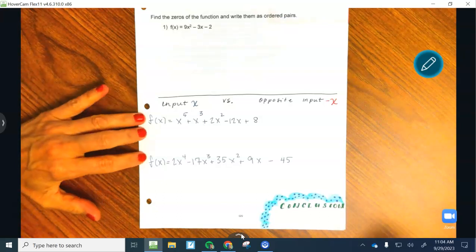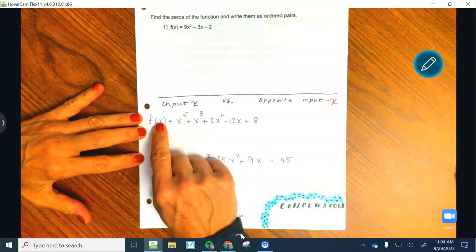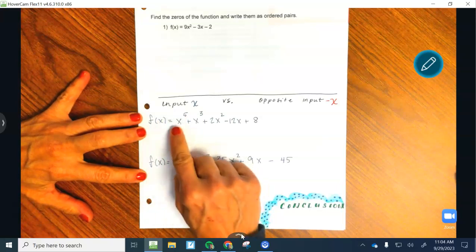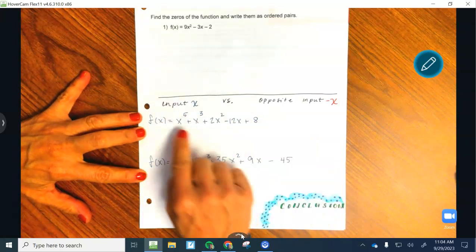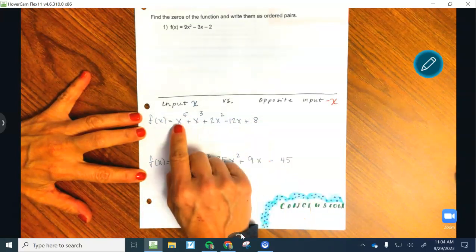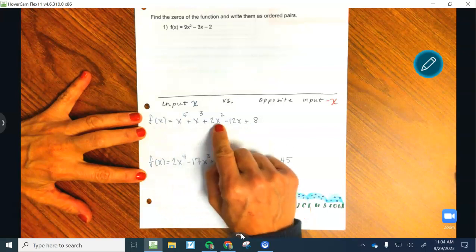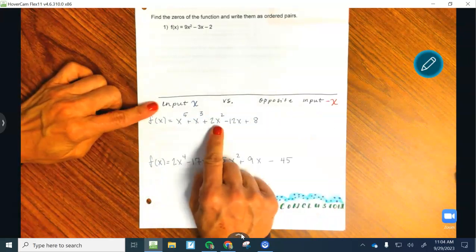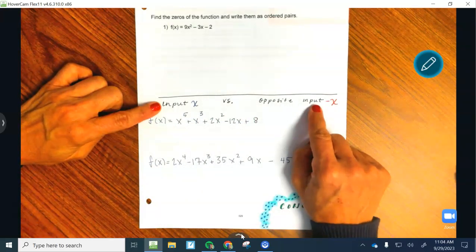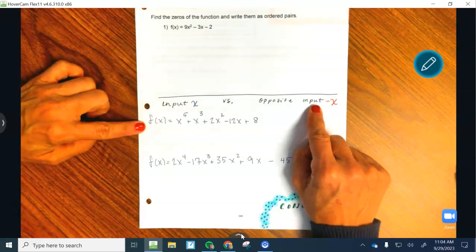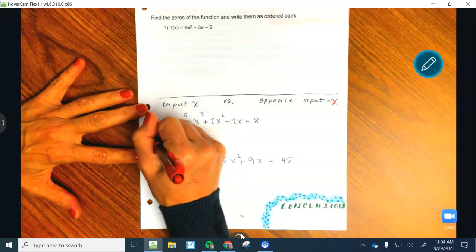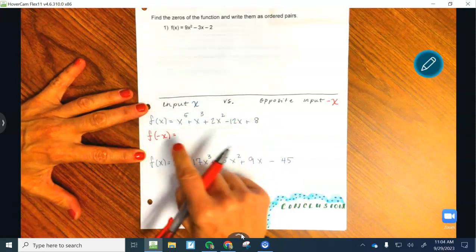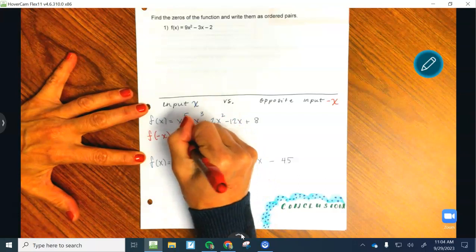So what we are going to do is analyze a regular input. Whatever the input is, it's substituted right here. And then we're just going to observe what this polynomial says. x to the fifth plus x to the third plus 2x squared minus 12x plus 8. That's the existing current input. Let's analyze what happens when we do the opposite input. So basically, all we're doing is just putting in a negative where there was a positive.